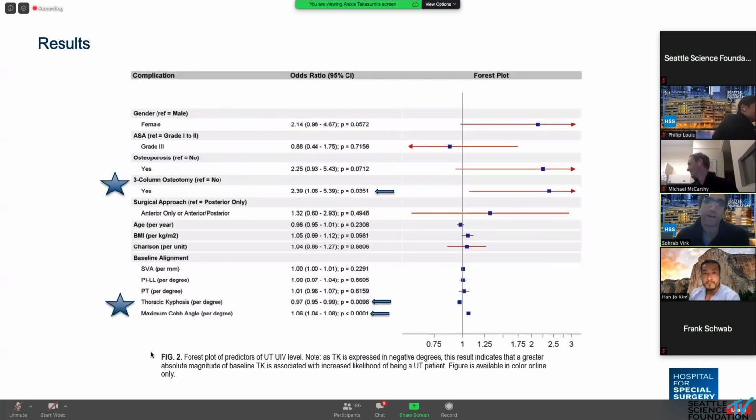Again, if you're doing a 3-column osteotomy, you're trying to achieve more correction, so you need a stronger construct. And once again, one of the significant findings was when a 3-column osteotomy was needed, surgeons were more likely to go all the way up to the upper thoracic spine.